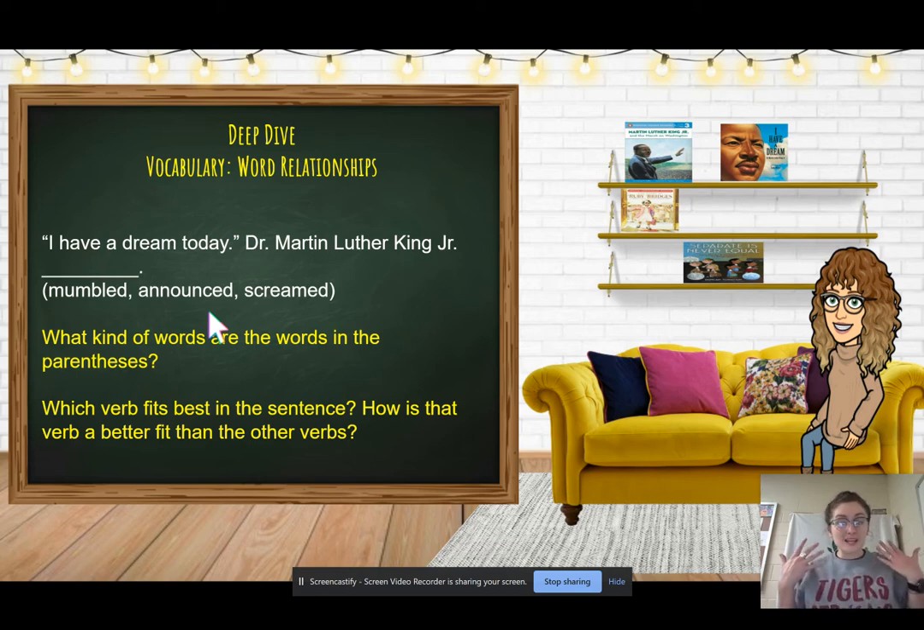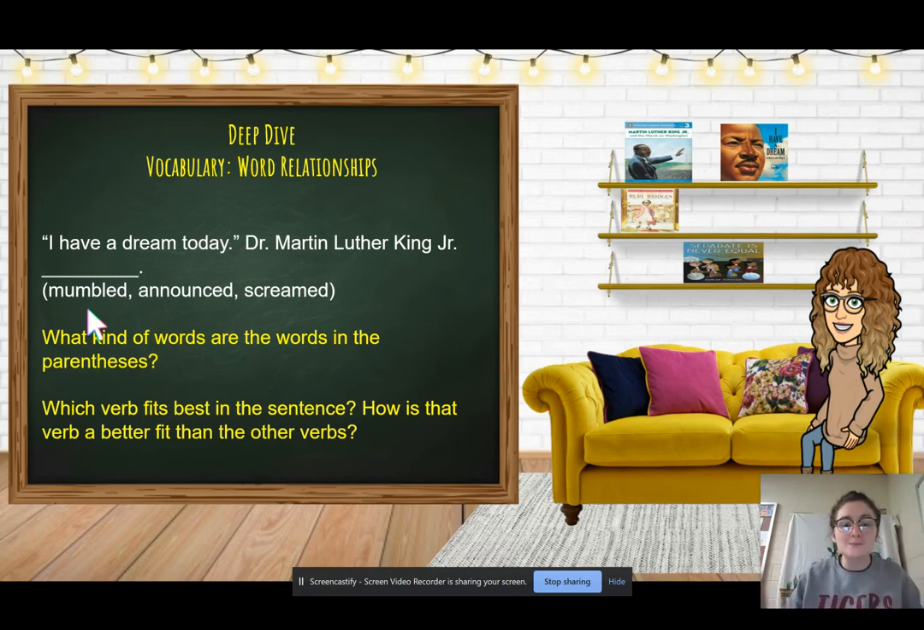Because he was speaking very passionately, but he wasn't screaming, right? He was very calm. He was very peaceful, but he also didn't mumble. If you mumble, that means that you're not speaking up and it's really hard to hear you, right? So he announced that he had a dream. He announced his speech. What kind of words are the words in parentheses? What is the name of an action word? What kind of word is an action word? Tell me in the puzzle.